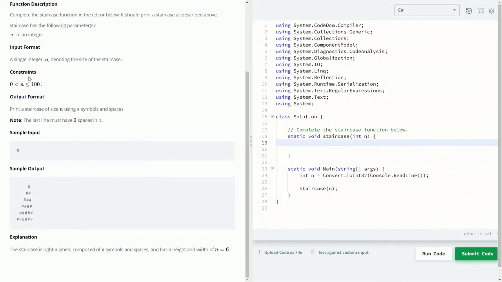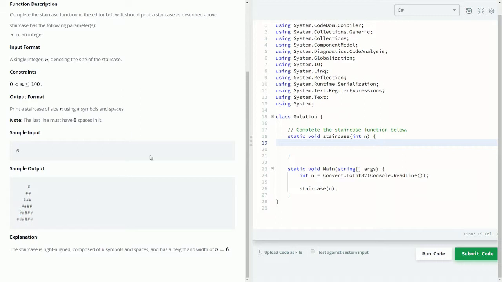So other things to note, I guess, are the constraints: n is at least 1 and less than or equal to 100. And the first row is going to have 1, and the last row is going to have no spaces.